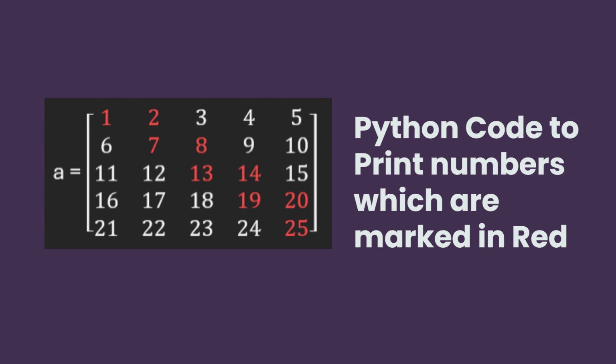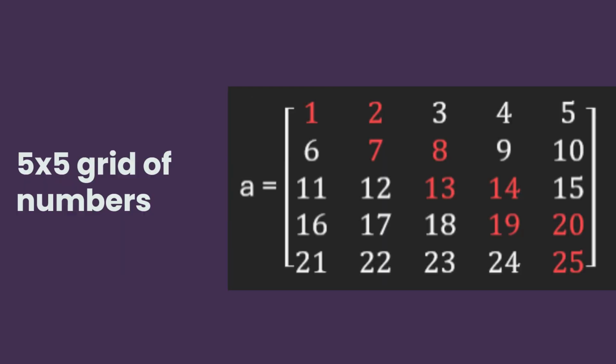Python code for printing numbers which are marked in red. Let's start by defining the list named l. It's made up of 5 sublists, each containing 5 consecutive integers.